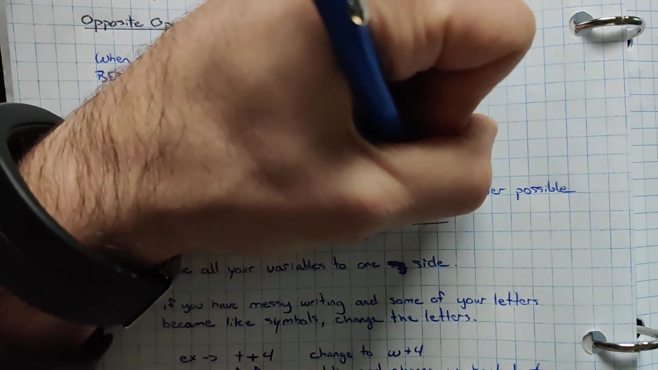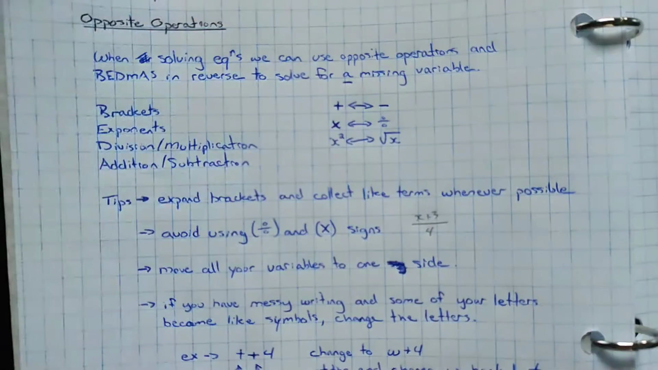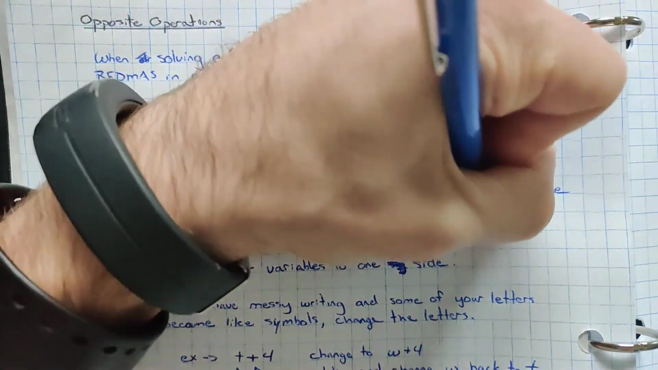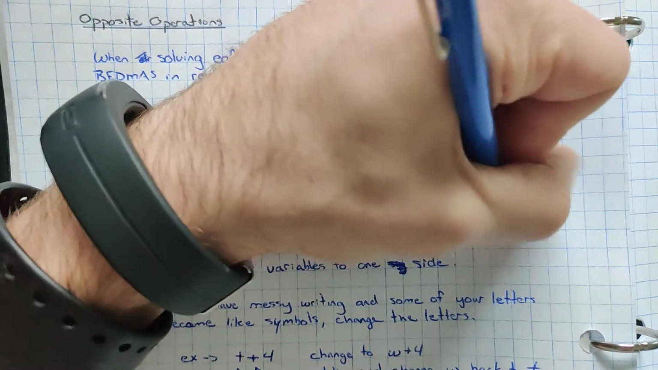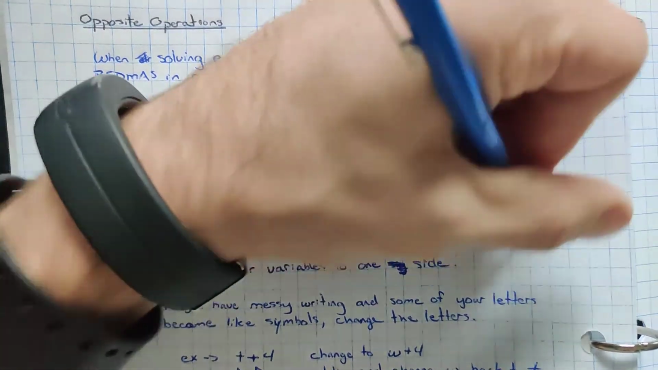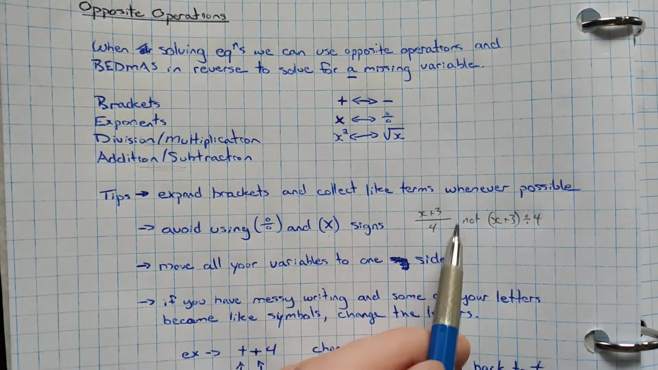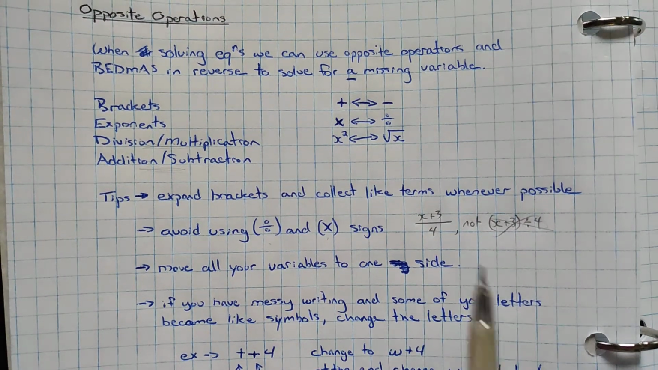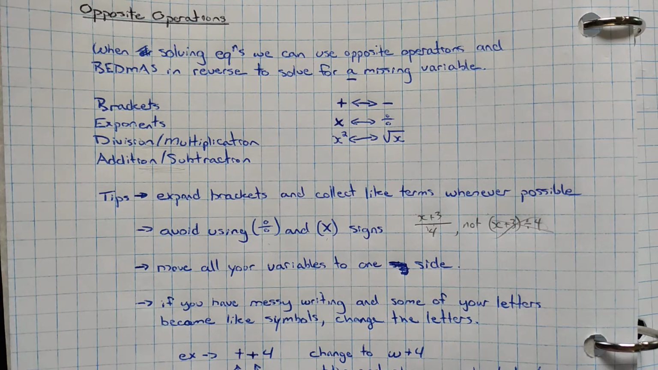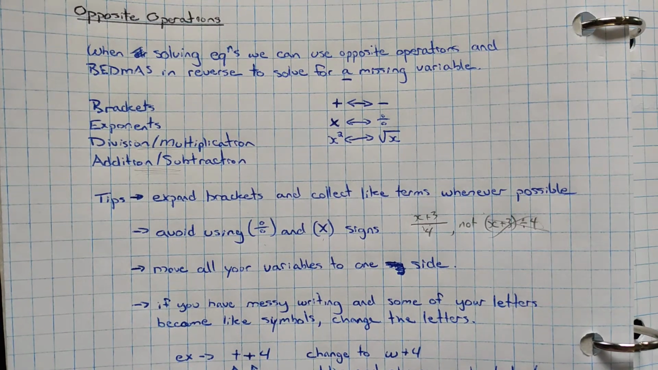So we'd have something like this, x plus 3 over 4, rather than x plus 3 divided by 4. Okay, we don't want this. Don't use that. Bad. We want the division bar, so it makes it look like a fraction.